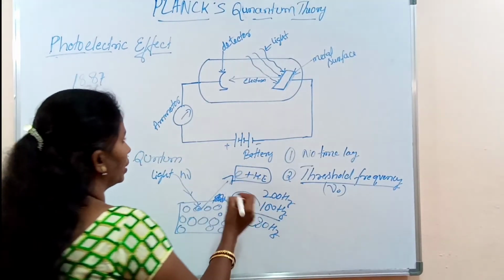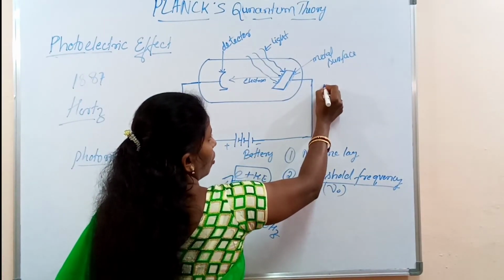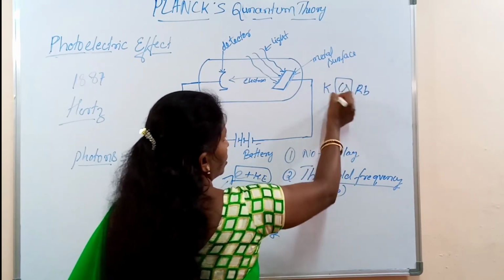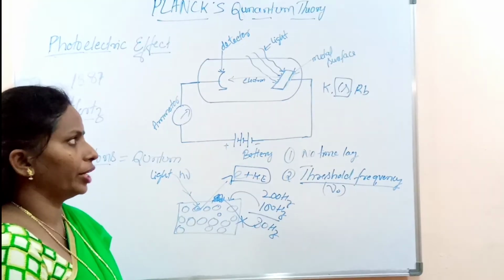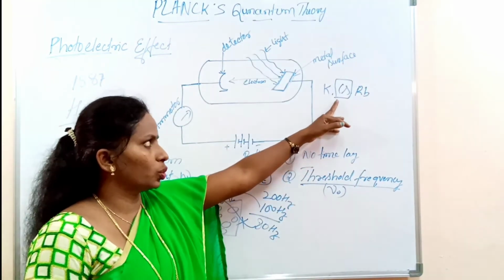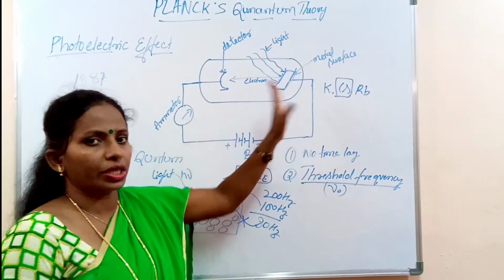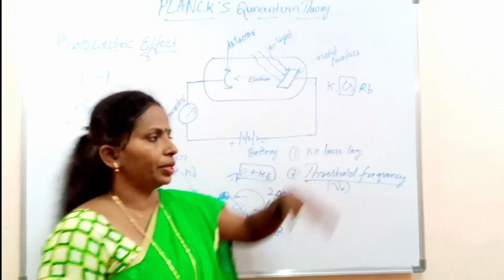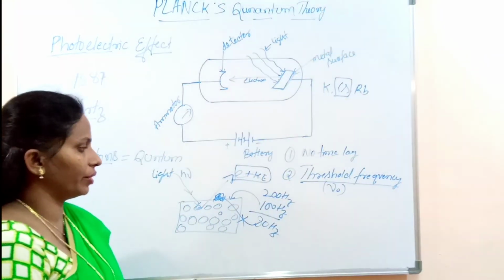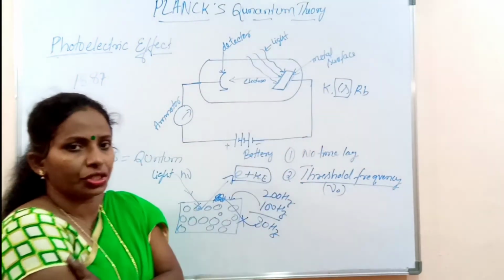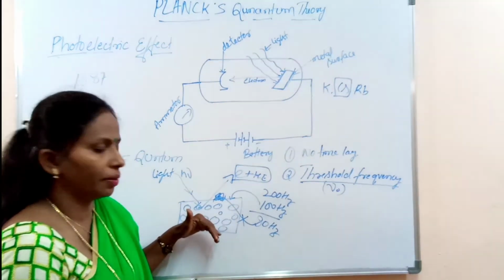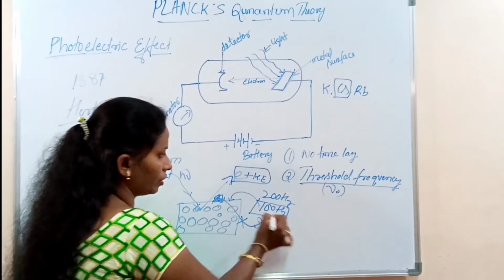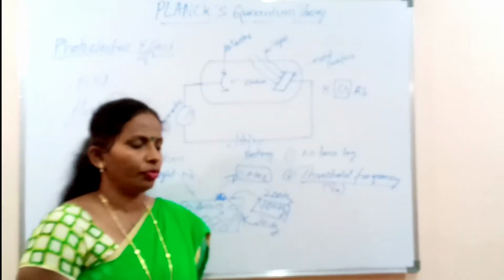Generally we use potassium, cesium or rubidium here. We use cesium more because it is a more electropositive element in the periodic table, so we use cesium metal in the photoelectric effect experiment. Potassium, rubidium and cesium, the first group elements, have low ionization energy. As soon as the incident radiation falls on the metal surface, there is an ejection of an electron immediately. So there should be a minimum frequency, and that frequency is called the threshold frequency.